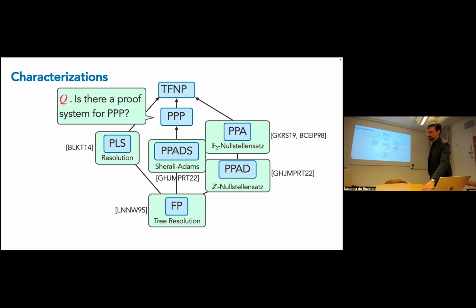Yeah. Okay. So I showed you characterizations or put names to TFNP classes here, and these were all the major TFNP classes. And you notice that there was one that was missing, this PPP class. This will bring us to an open problem that I have that's been bugging me for a while, which is whether there's a natural proof system for PPP.